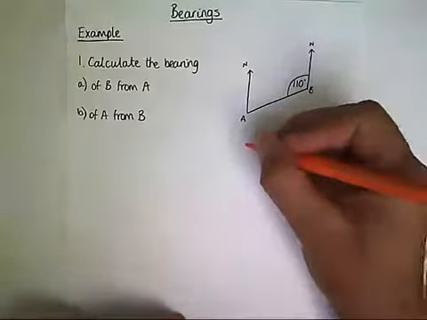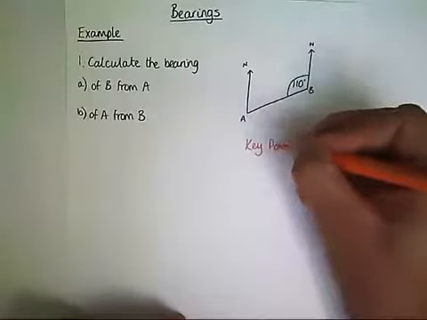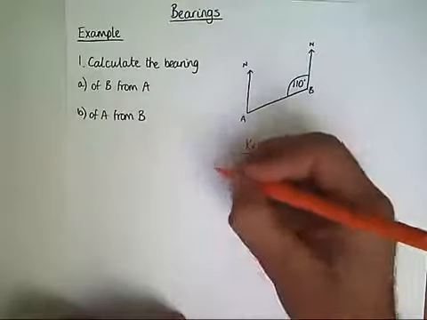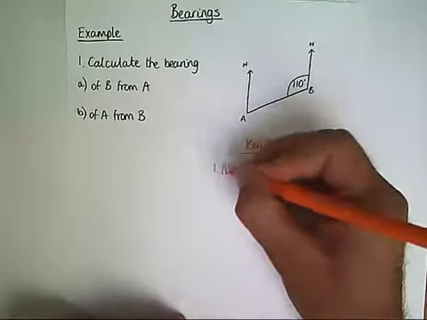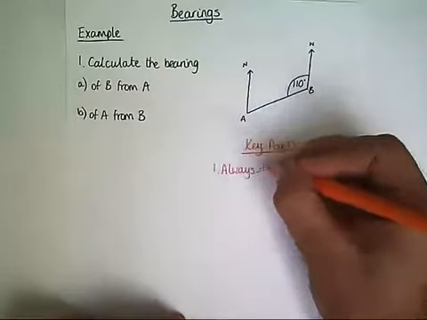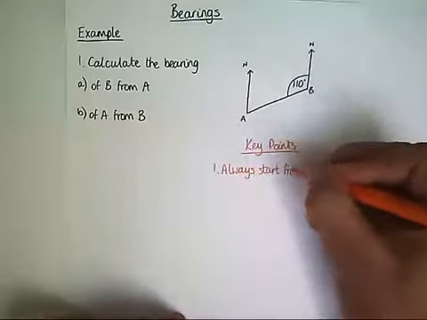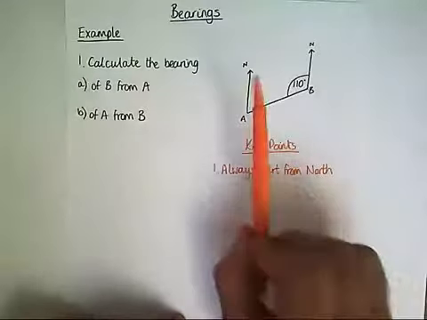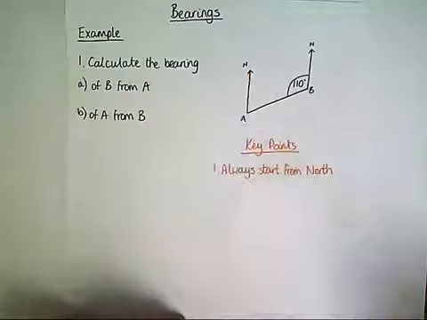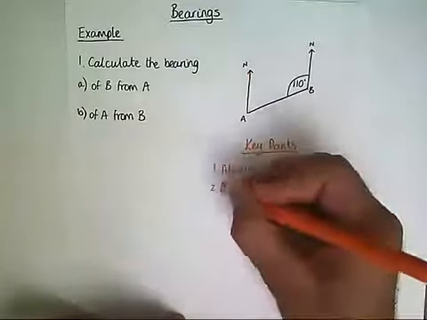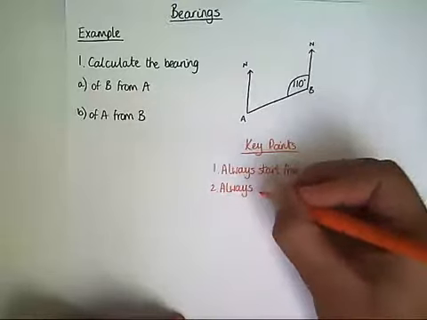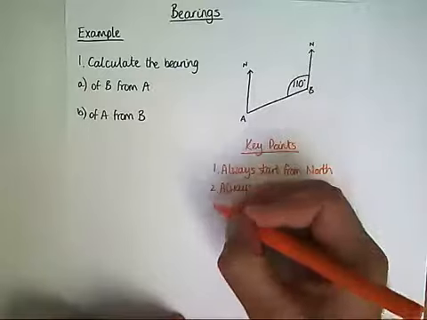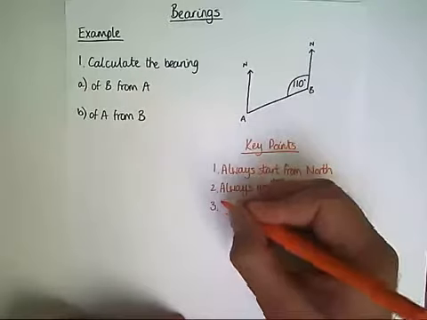Okay, so I'll just write down our key points that we're going to have. We're going to have three key points with our bearings. Okay, so first of all, we always start from north. So when you're giving a bearing of something to something else, it's always started from north, and then we're going to look at the angle. Okay, we always go clockwise. Okay, and they must always have three digits.